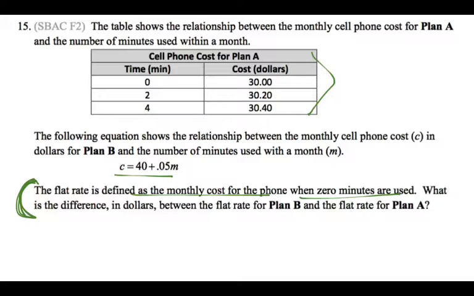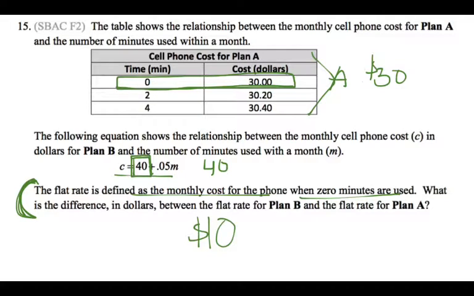What is the difference in dollars between the flat rate for B and for A? So our flat rate is when the minutes are 0. Our flat rate for A is $30. For plan B, our flat rate is when the minutes are 0, so our y-intercept is the flat rate. Our y-intercept is a 40. The difference between the two is $10.